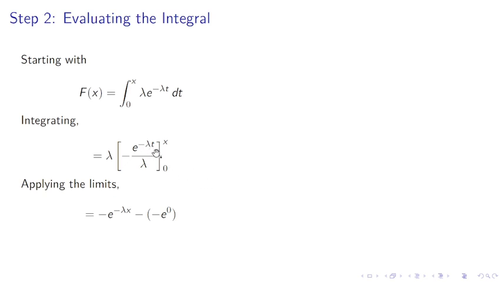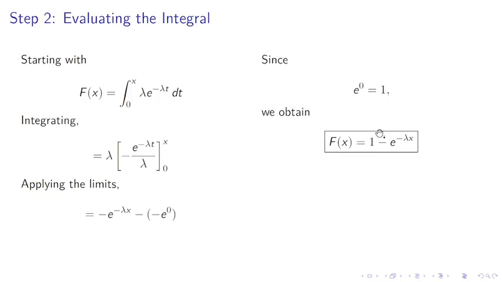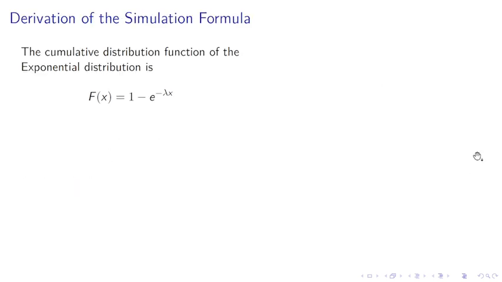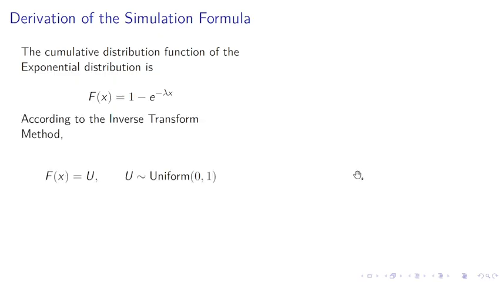Here, in place of t, we substitute x for the upper limit, and in place of t, we substitute 0 for the lower limit. 0 into minus lambda becomes 0. Since e power 0 is equal to 1, this becomes minus of minus plus 1, that is 1 minus e power minus lambda x. So, our CDF of the exponential distribution is 1 minus e power minus lambda x. This is the function required for simulation.